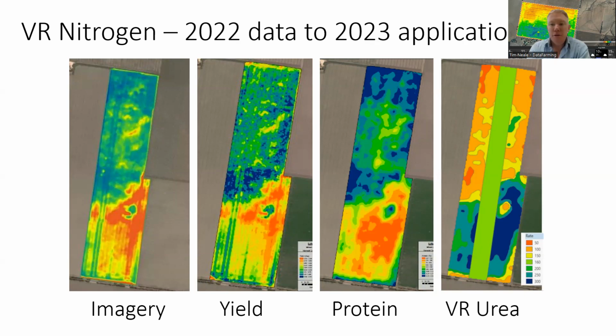Just a quick summary on a variable rate nitrogen application we did this year. And thanks to Broden Holland, by the way, for helping the grower with his new protein monitor.